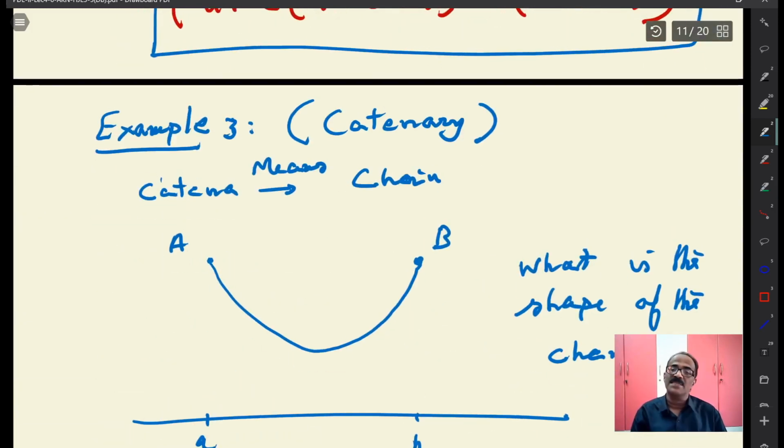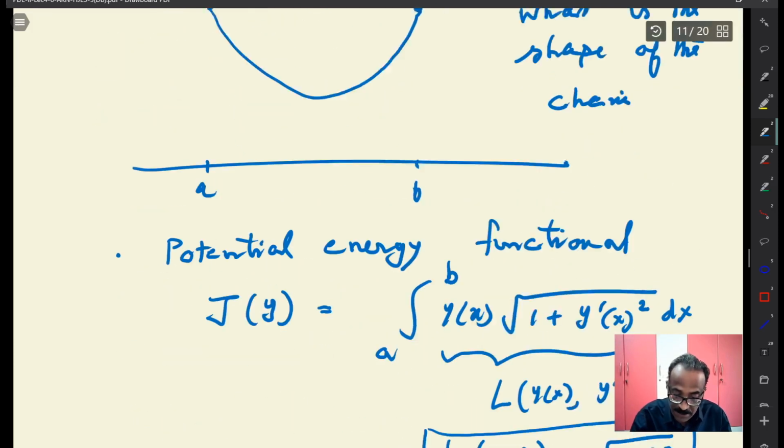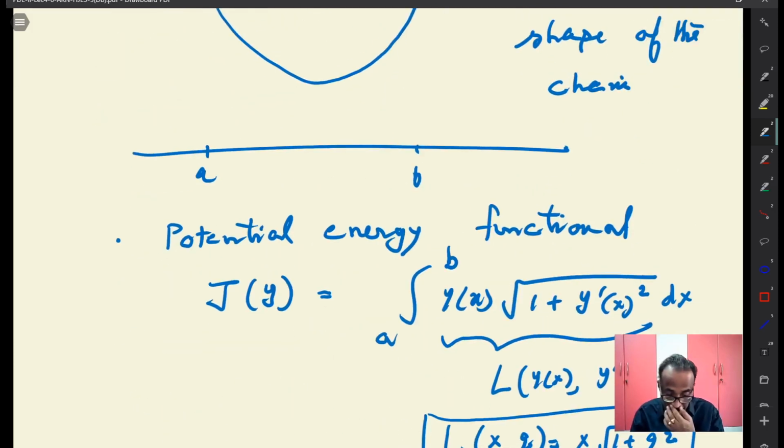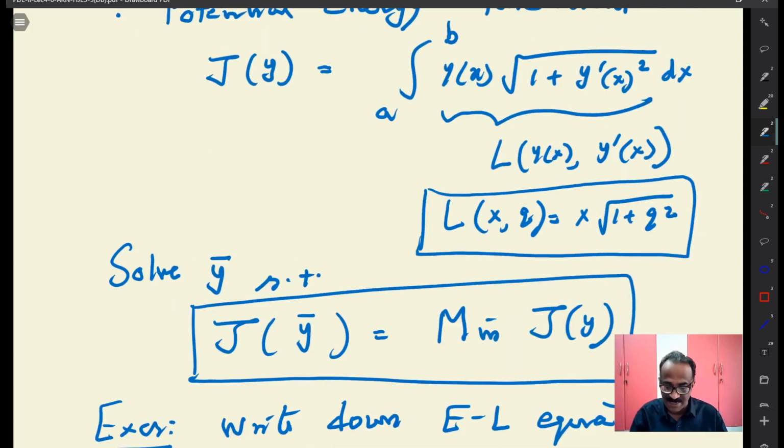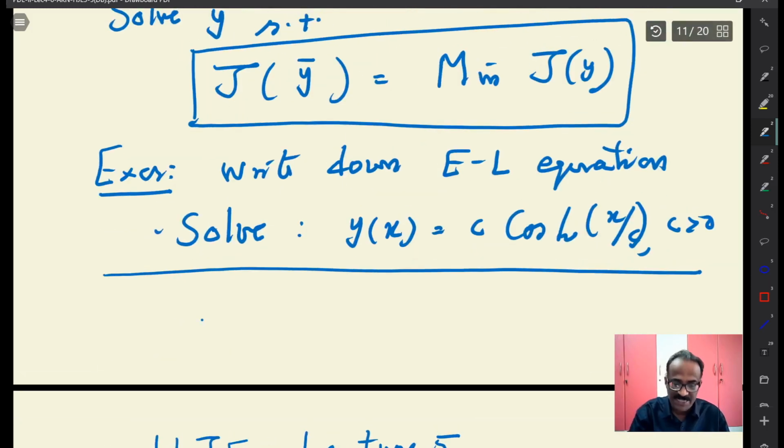The third problem we discussed was the catenary, where you have a freely hanging chain and you want to find the shape of that curve, and it turned out to be a hyperbolic function. There also the minimizing functional is the potential energy, and the potential energy functional is written there, and you want to minimize it. We did not write down the Euler-Lagrange equations, we left it as an exercise, and when solving you get the solution. The curve is nothing but cosh, the hyperbolic cosine.